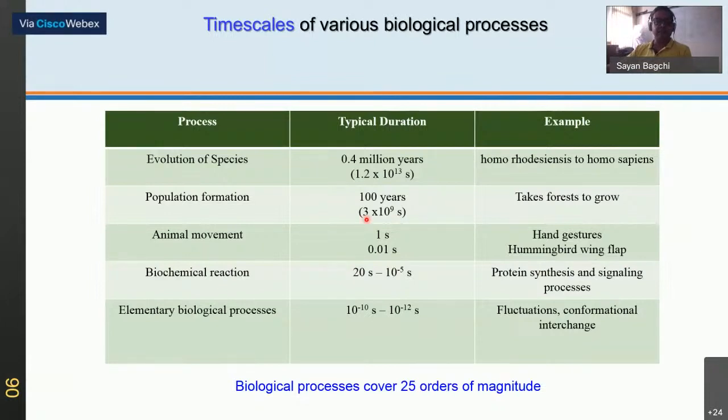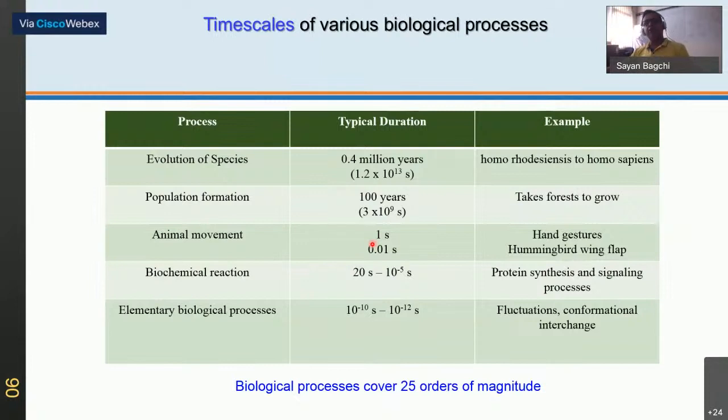And that is 3 times 10 to the power 9 seconds. So 10 to the power 9. For example, it's equivalent to the time it takes for a forest to grow. Now, if you think about animal movement, we come to a second time scale, or even sub-second. So if you think about hand gestures, or the hummingbird flapping its wings, this happens in a second or just below a second time scale.